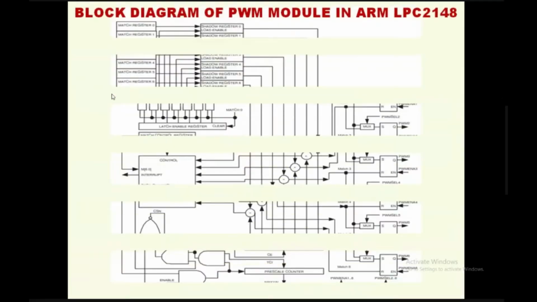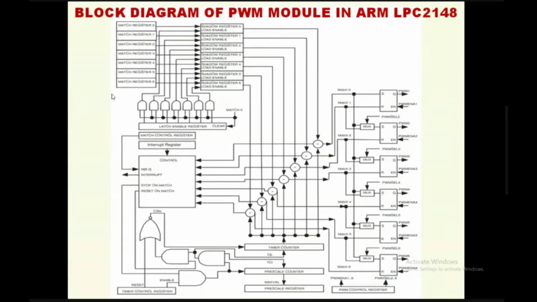So the block diagram of the PWM module of the LPC2148 microcontroller is this. This is taken from the data sheet; for further details, you can look at the data sheet. I have shared this block diagram because here there is a timer register and a match register, and both are compared. The match register value is compared with the timer count register value. Whenever there is a match, it produces a transition in the PWM pin.